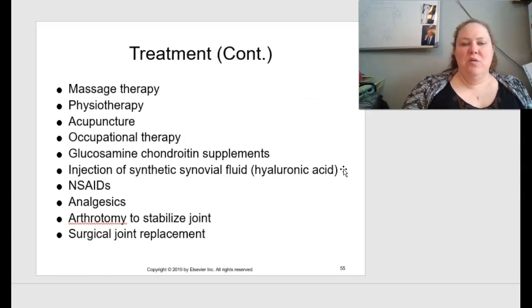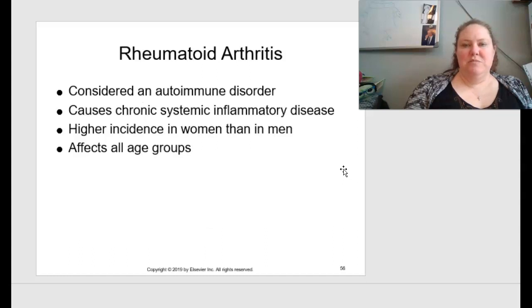Massages work, physiotherapy, acupuncture, occupational therapy, glucosamine, chondroitin supplements, injection of synthetic synovial fluid, which would be hyaluronic acid, into those synovial areas, NSAIDs, which are those pain relievers, analgesics, which are also pain relievers, arthroplasty, which you can use to stabilize the joint, and also surgical joint replacement.